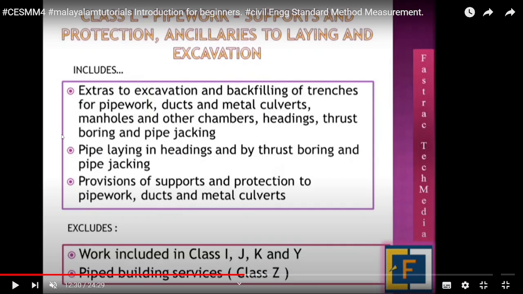So this is why the excavation for building and excavation for what are related to walls, compound walls are not included. So again this pipeline you can see that piped building services is not included.